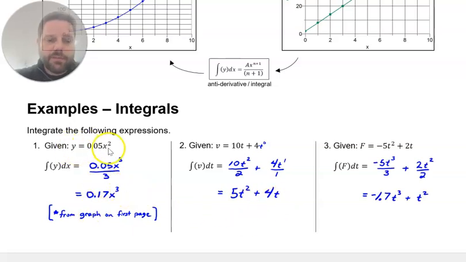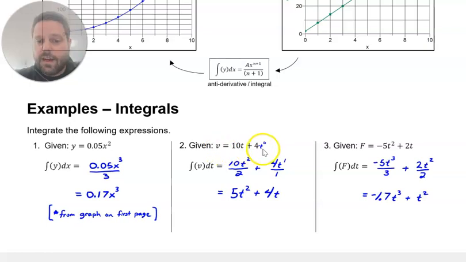So if we're given that same function that we had on the first page, where y equals 0.05 x squared, to figure out the function of its area accumulation, we integrate that function, and so it's going to be 0.05 x. We're going to add a power, so from 2 we're going to add 1, that will give us 3, and then we're going to divide by 3. And that creates our area function.